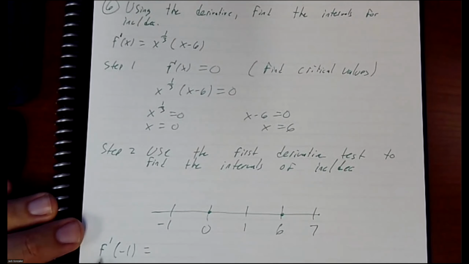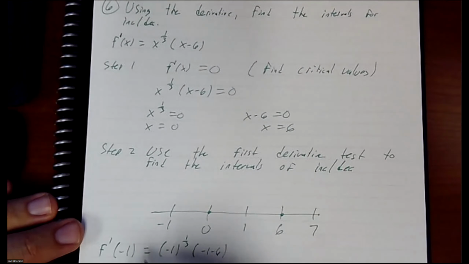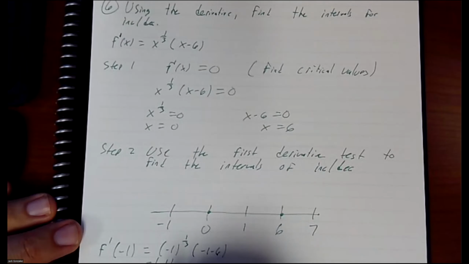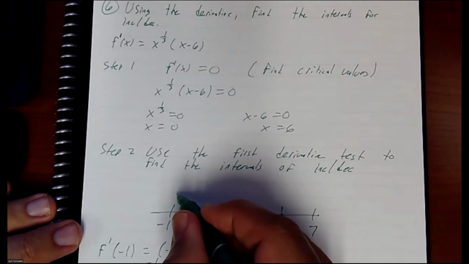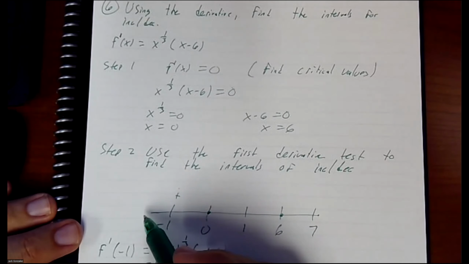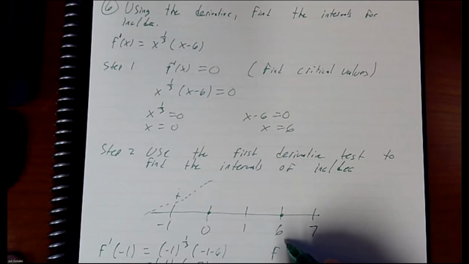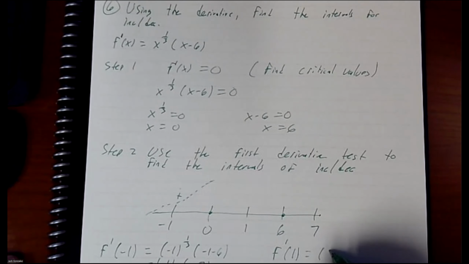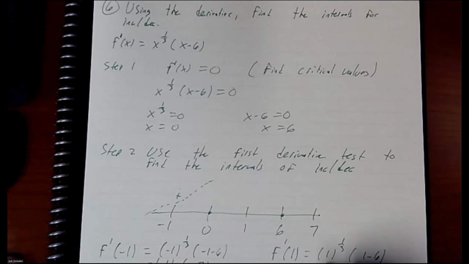See what we get. F prime of -1 would be -1 to the 1/3 times -1 minus 6. This would be -1 times -7, which is positive. So we're increasing up until here. The derivative at 1 would be 1 to the 1/3 times 1 minus 6, which would be 1 times -5. This is negative.